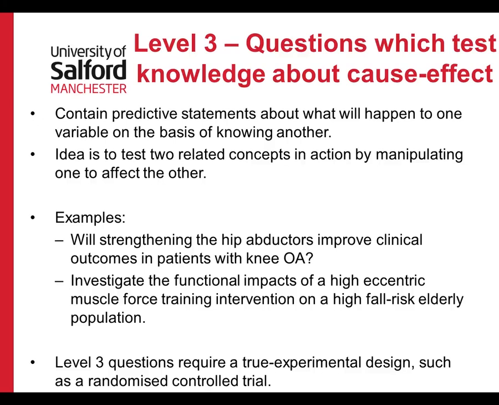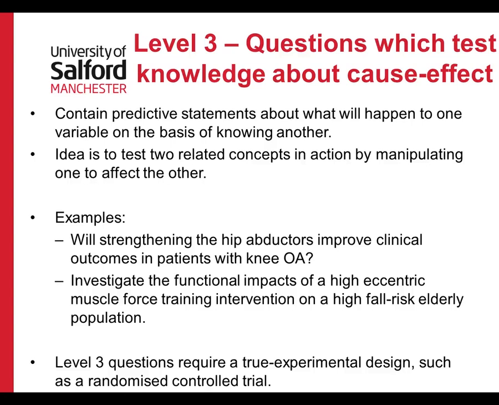So for example, in the previous level 2 slide, we looked at whether there could be a relationship between hip adductor strength and pain in knee osteoarthritis. Now, we may see that relationship, but we don't know anything about cause and effect. So, do people develop weak muscles because of their pain, or is their pain somehow related to or the cause of their weakness in their muscles?